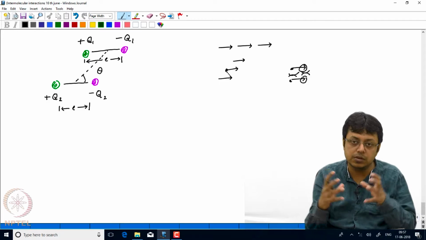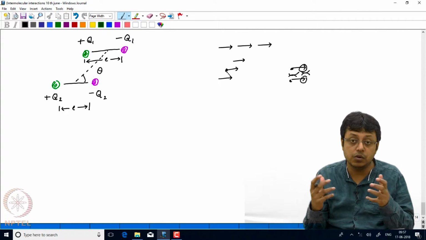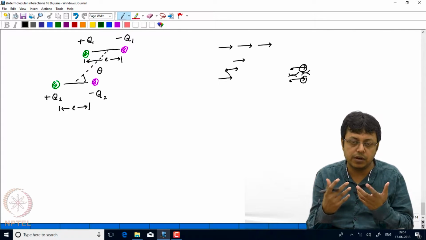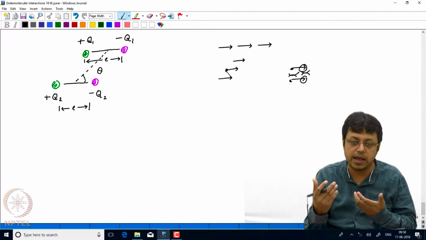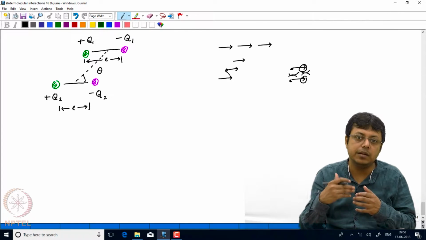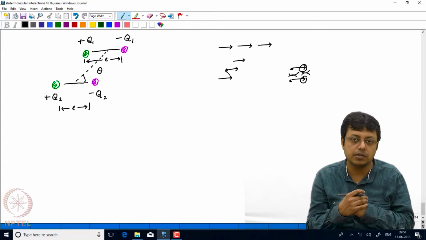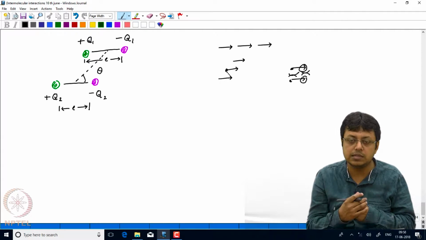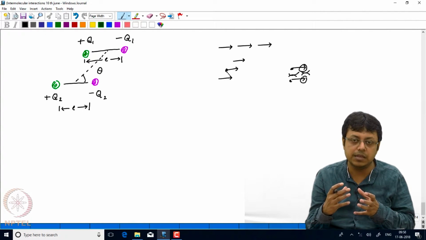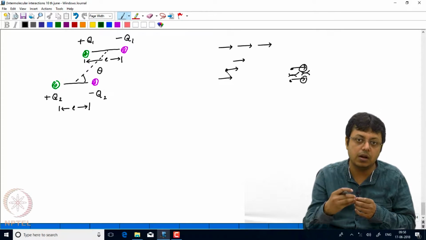Similarly, when these molecules come together and they are close enough that their wave functions overlap, then they also interact in such a way that they form a new set of orbitals, and this set of orbitals we call excitonic states. Now, we cannot talk about excitation of molecule 1 or molecule 2.